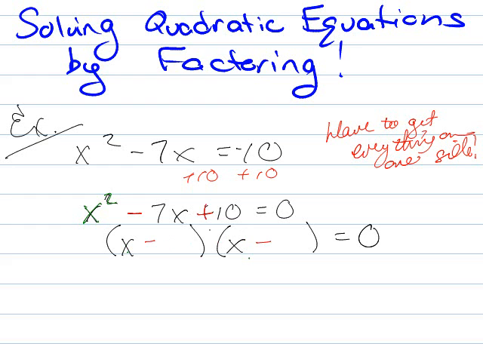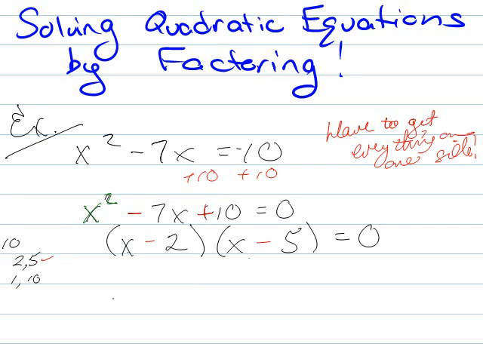Then we need to come up with elements that multiply together to get 10, which is 1 and 10 and 2 and 5. They have to multiply together to get 10, but then we have to add them together to get 7. So the only one that meets that requirement is 2 and 5. So we've got 2 and 5. Alright, so we've got x minus 2. Let me try this again. So we factored this out: x minus 2 and then x minus 5 equals 0.